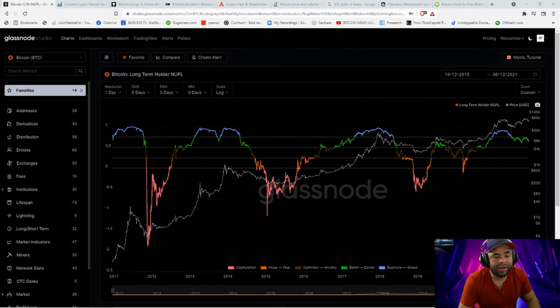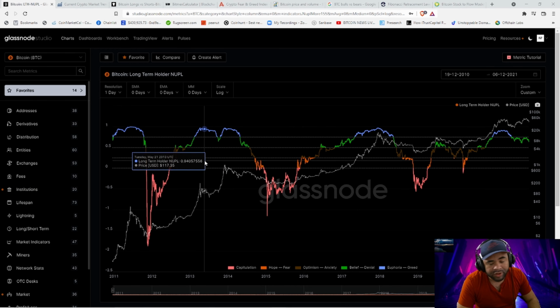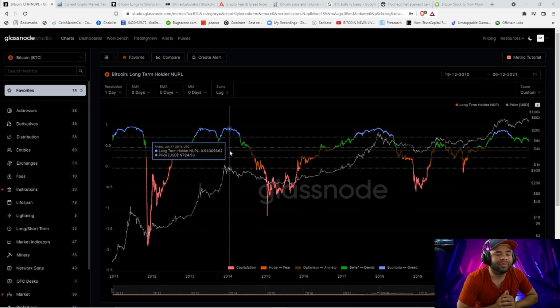Now we're going to cover the Bitcoin long-term holders net pool. So this is basically where long-term holders stand. Are they in that euphoric zone? Are they in that belief in the now zone? Are they in that optimism zone, hope and fear, or capitulation? Obviously, capitulation being the best zone, because that's the best prices you can get typically for a lot of coins. It's usually close to the bottom of the market.